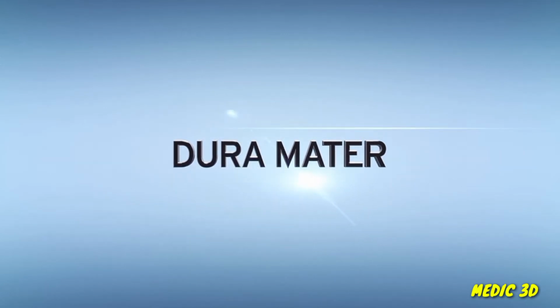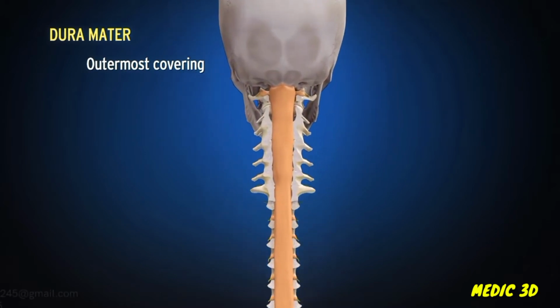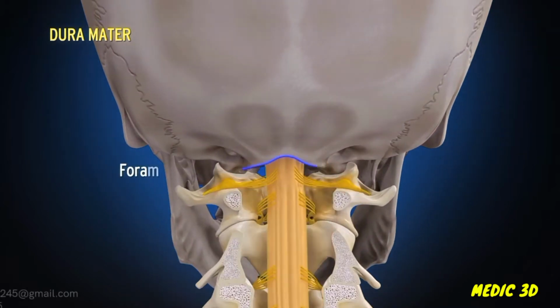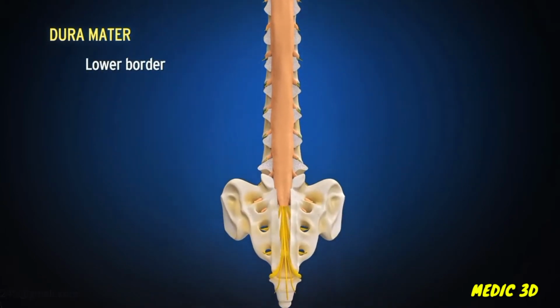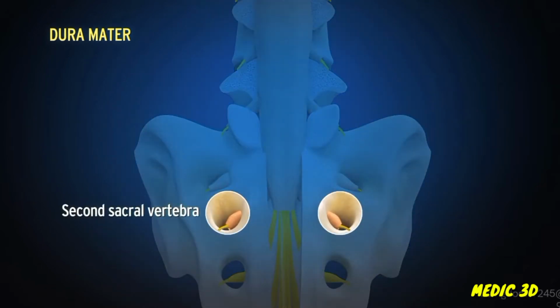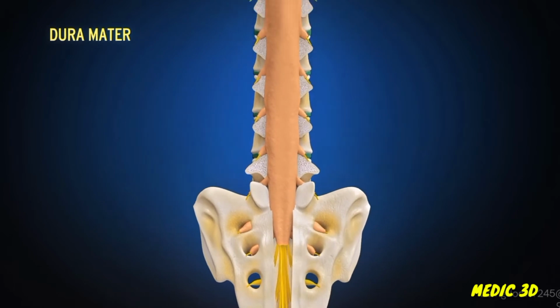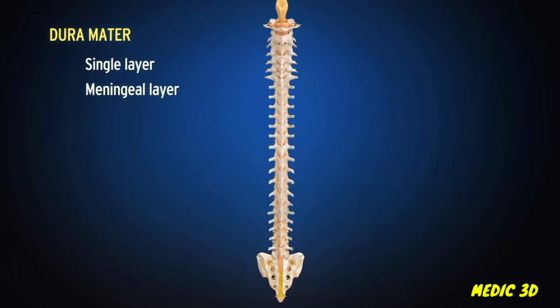Dura mater. The dura mater is the outermost covering. It extends from foramen magnum to the lower border of second sacral vertebra. It is made up of a single layer which consists of meningeal layer.